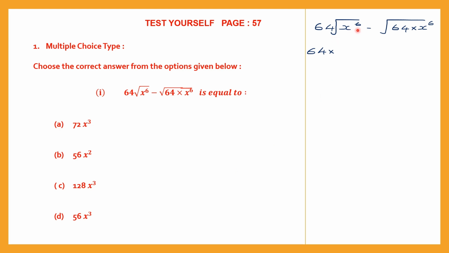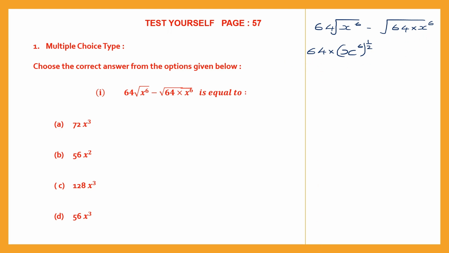Now, we are going to rewrite this expression using the exponent notation of square root. So, how are we going to do it? We're going to say x to the power of 6 raised to the power of 1 by 2. This is a square root, isn't it? Raised to the power of 1 by 2. So first let's work out this part and then we'll come to the other part.